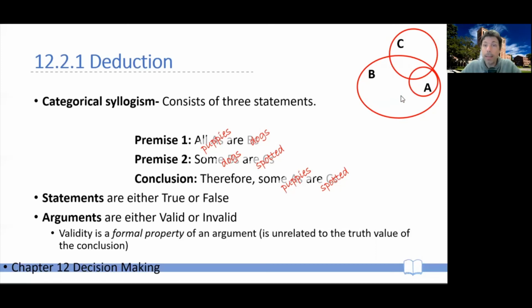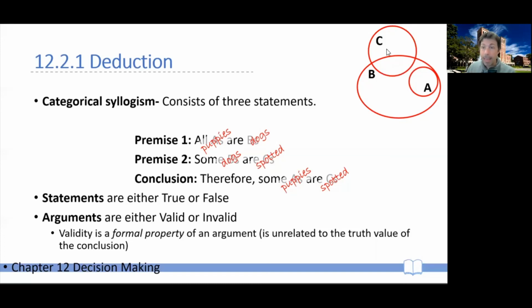It could be that when we say some dogs are spotted, we mean some dogs that are not puppies and some puppies. So in that case, it would look like this. C and A would overlap. But it could perfectly be that it just so happens that none of these puppies are spotted. The only spotted dogs are adult dogs, are non-puppies. So in that case, right, it would look like this, and there would be no overlap between A and C.